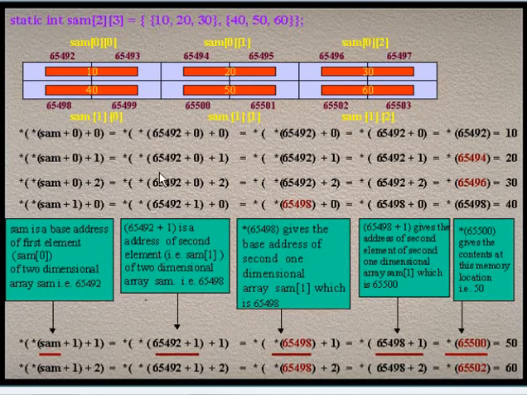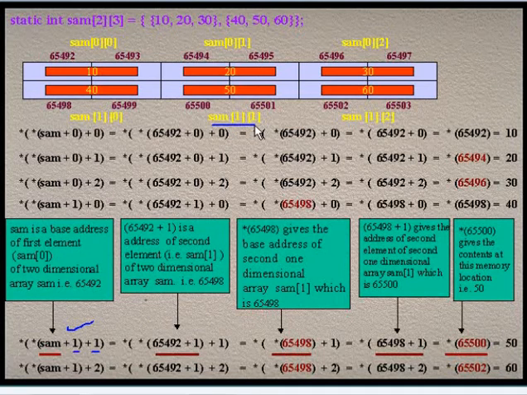In the previous program, we discussed the expression *(*(sam + i) + j). Now I will show you how to access the elements of the two-dimensional array using this expression. Now we'll discuss this expression. Let i equal 1 and j equal 1. So I will get the value of the element sam[1][1], that is 50.